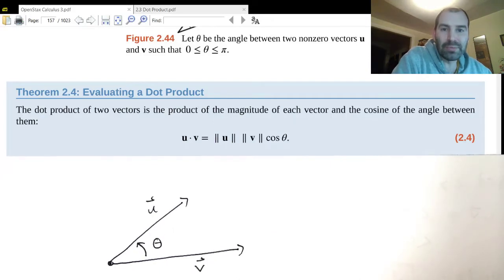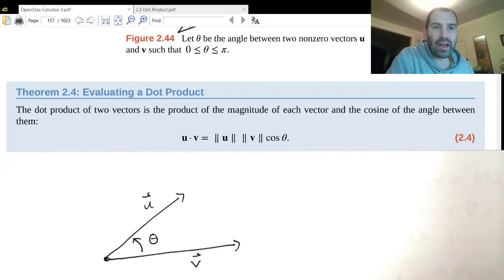When we measure angles between vectors, we'll always measure that angle so that it's the angle that's less than 180 degrees, less than pi radians. All right, so I wouldn't be talking about this angle on the outside here. I'm talking about the smaller of those 2 angles. All right, so just keep that in mind.